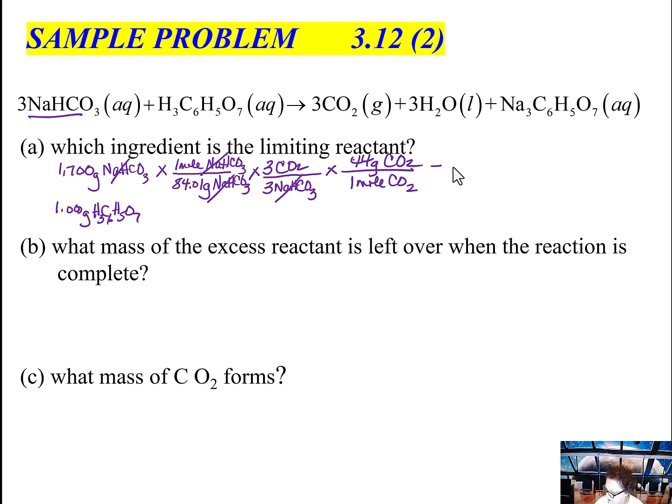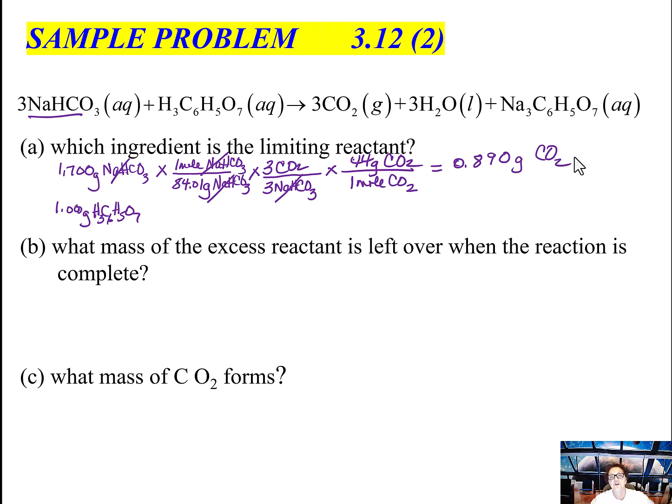Okay, and so with 1.700 grams of sodium bicarbonate, I can make 0.890 grams of CO2.